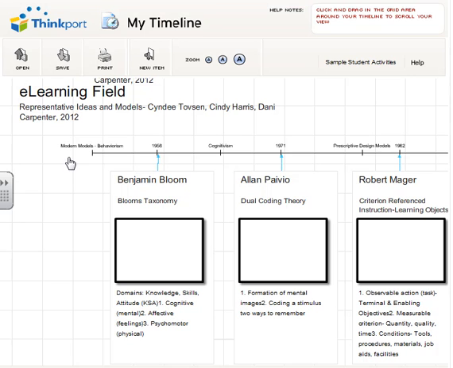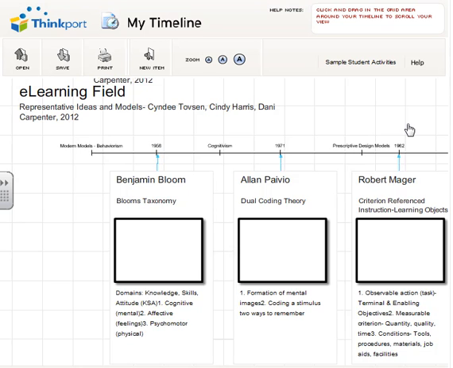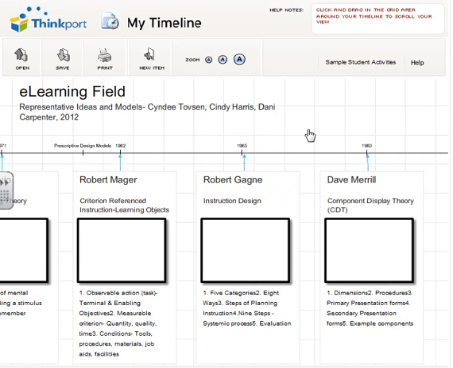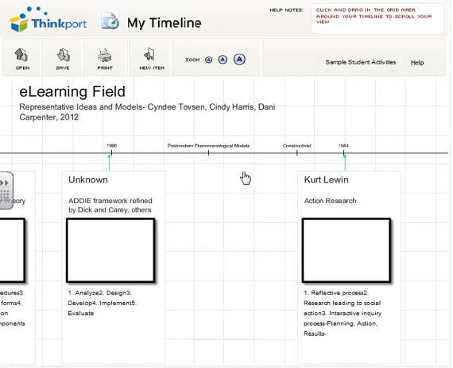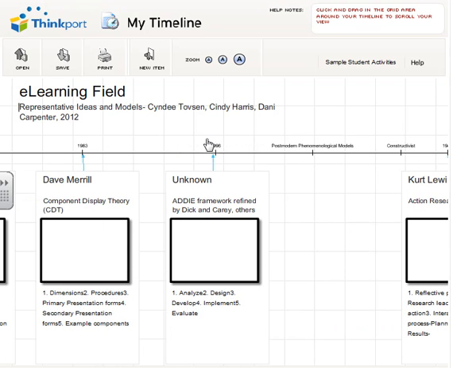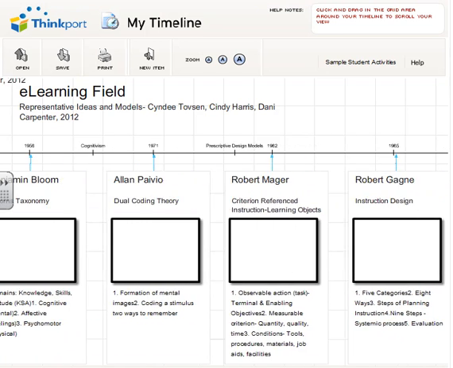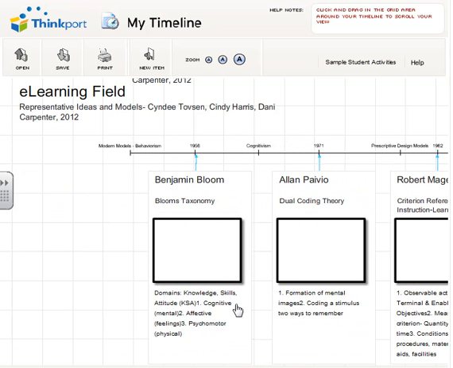Here we see the modern models. It starts with behaviorism, then moves to cognitivism, and finally prescriptive design models, all within the modern models. Toward the end of the timeline, we built the postmodern phenomenological models, which include the constructivist models. Now, within those 2 major divisions, we have focused on a model in each area and how those models affect our instructional design.